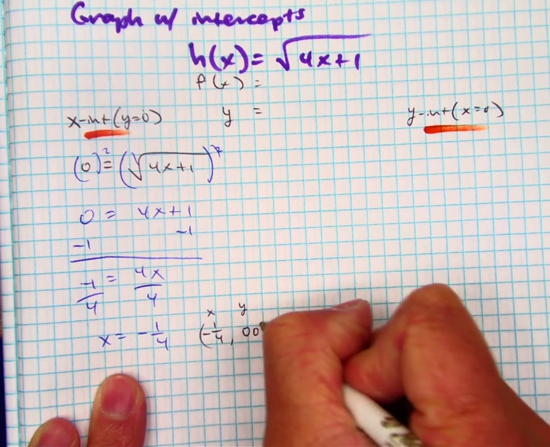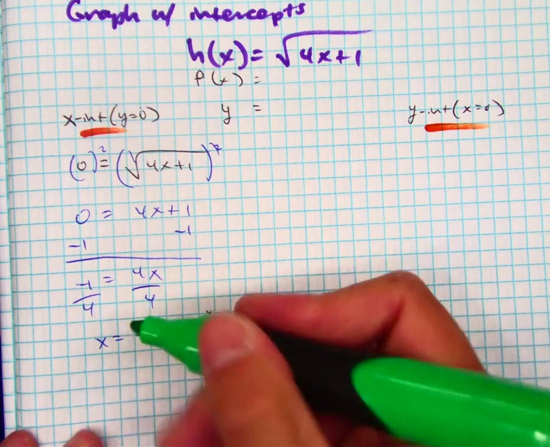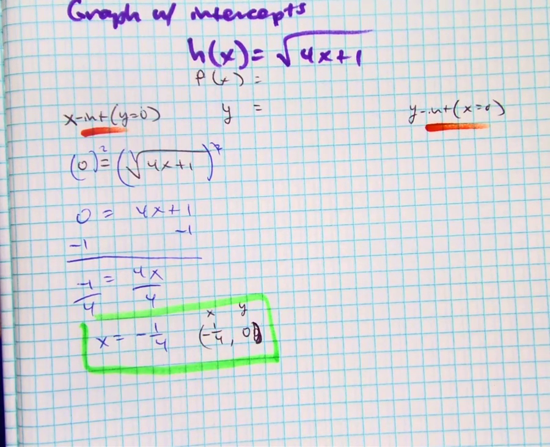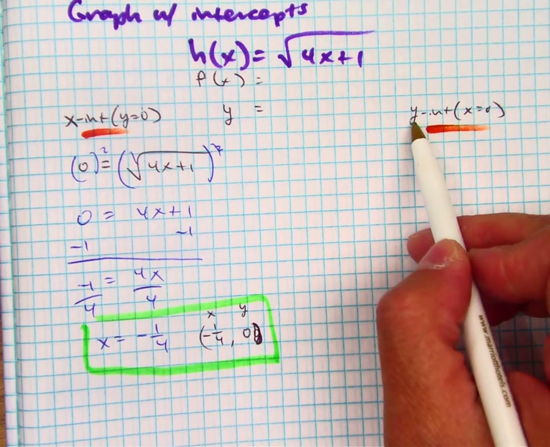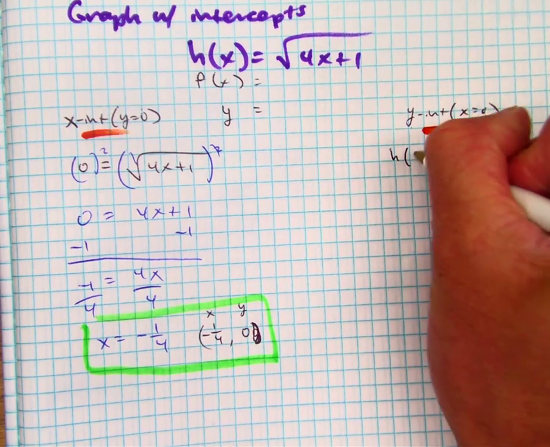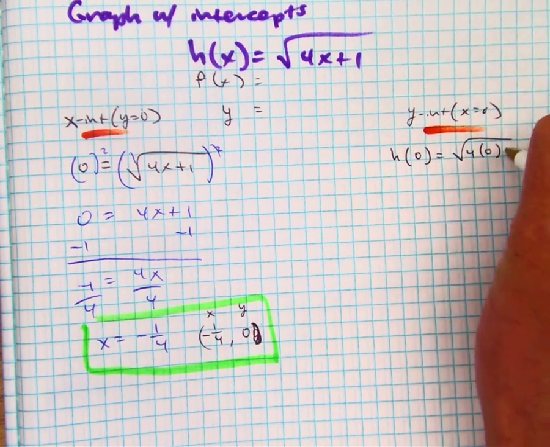So let's make that green. Okay, I'm going to go over here now. I'm going to do a y-intercept, so I'm going to make now x equal to 0. So h of 0 equals the square root of 4 times 0 plus 1.